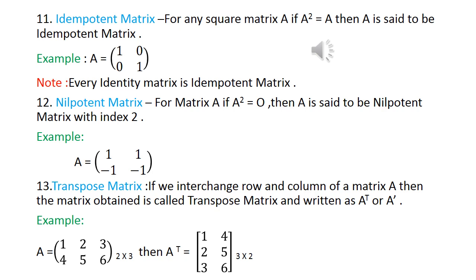Now tell me, A is a matrix of order 3 cross 4. Then what is the order of A transpose? Order of A transpose is 4 cross 3 because in transpose row is interchanged to column and column is interchanged to row.